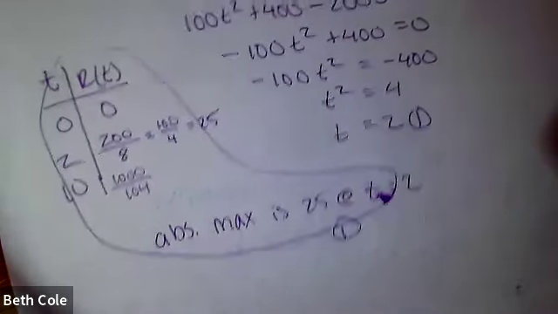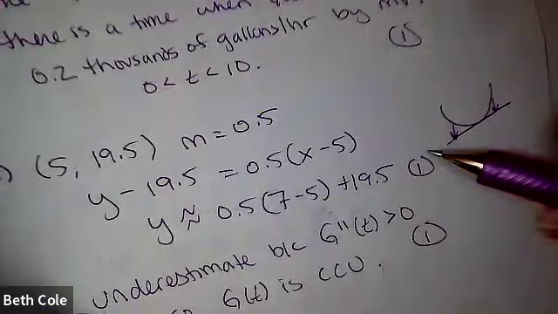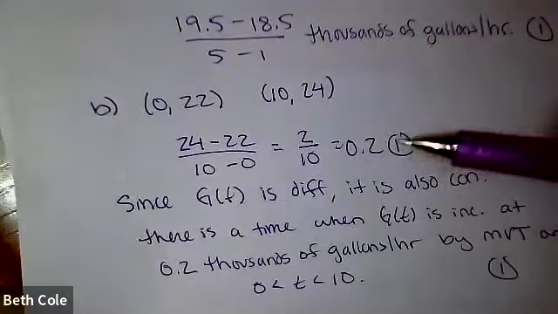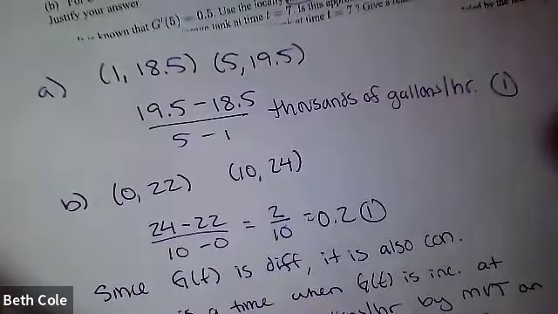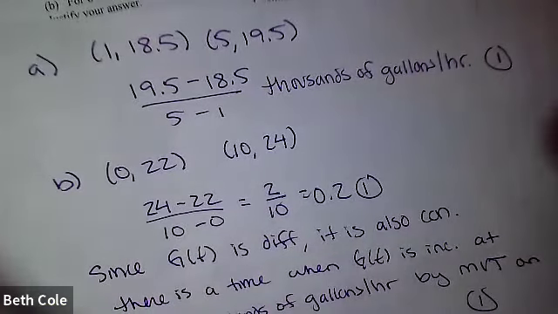Free response always add up to 9. So that one was 4. Let's see. Part C was 2, so that's 6. Part B was 2, so that's 8. And then part A was 1, so that's 9. So again, they always add up to 9.